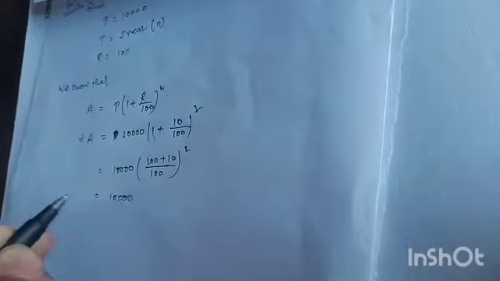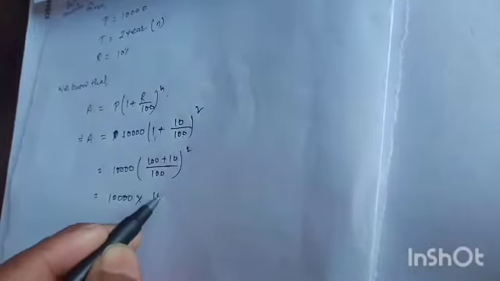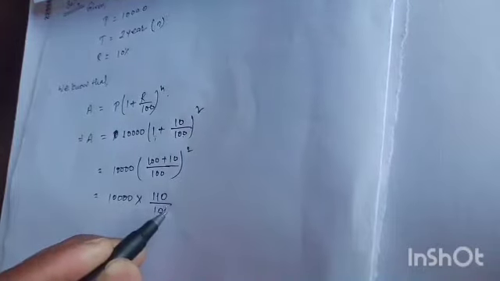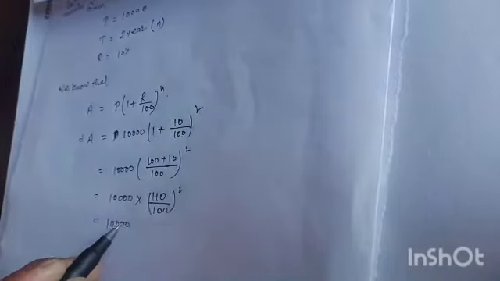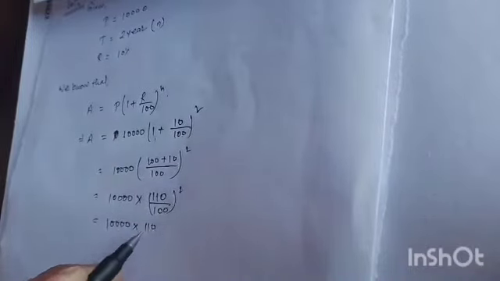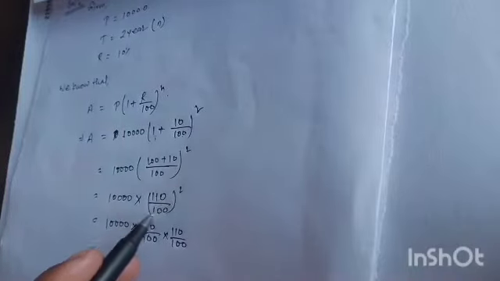So 10,000 into 110 by 100 whole squared. That means now you break that square: 10,000 into 110 by 100 into 110 by 100. So now see, this square is there, right?